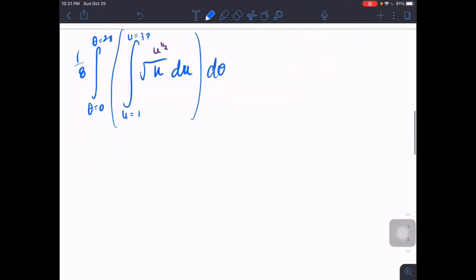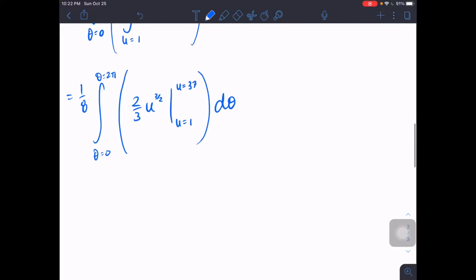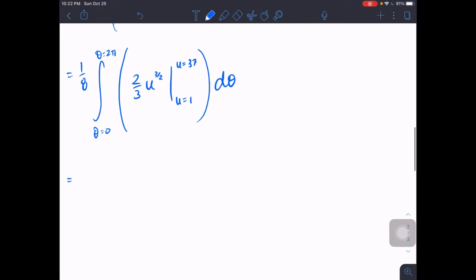And then we get 1/8 integral from 0 to 2 pi. And then I get the antiderivative of this. I add 1. That's 3/2. So 2/3 u to the 3/2. And then now my new bounds are from 1 to 37 d theta. And so then I go ahead and I plug that in. And that root 37 is nasty. Okay, it is what it is.